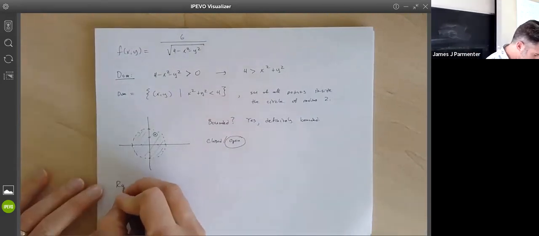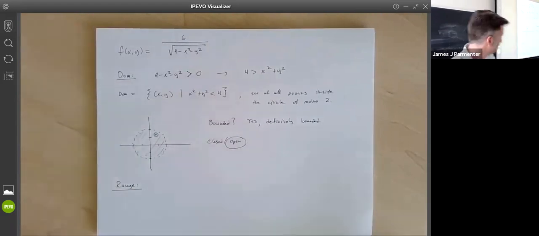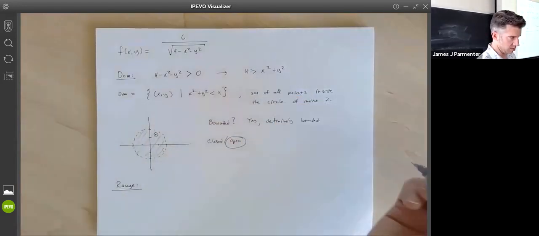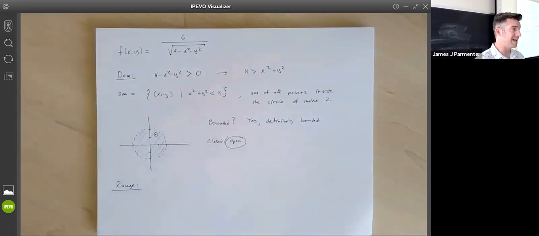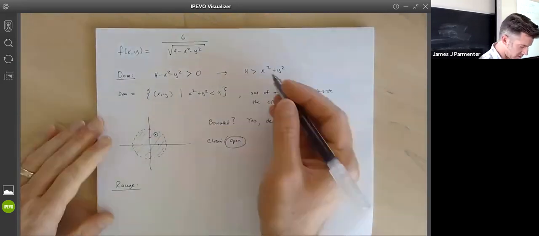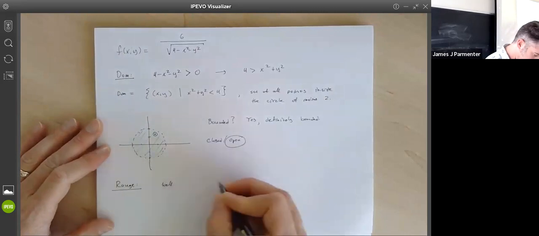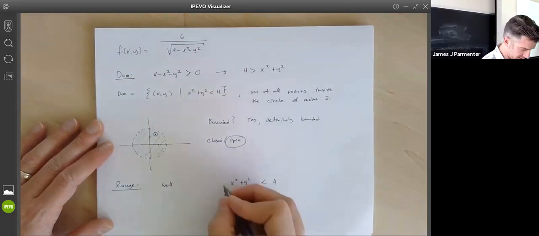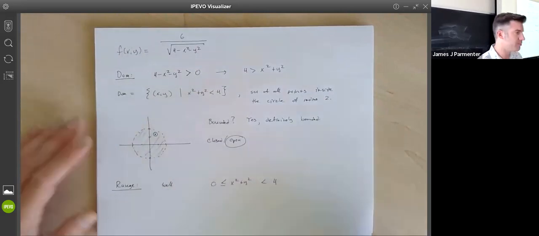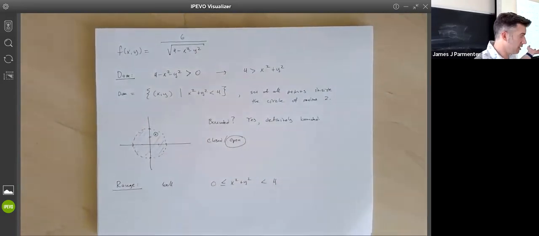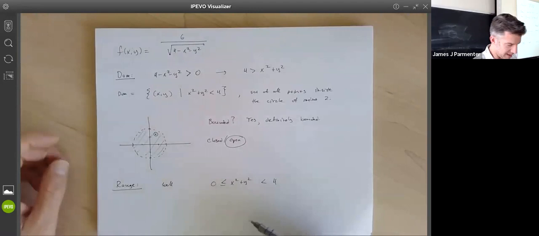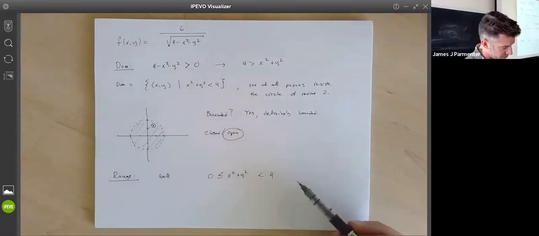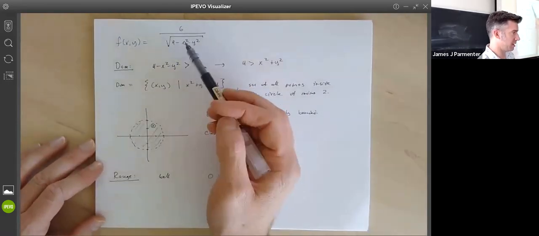The range, let's talk about the range. All right, so I'm going to think about this. Oftentimes, not always, it makes sense to start with what your domain is when you're thinking about the range. So for my domain here, I know that x squared plus y squared has to be less than 4. I also know that x squared plus y squared had better be greater than or equal to 0, just because it is. And then I really want to talk about it two ways. First way, I'm thinking, okay, how big and how small can this thing get?